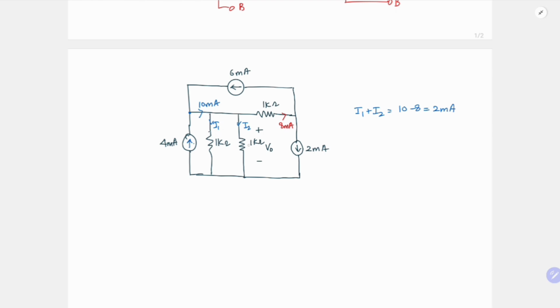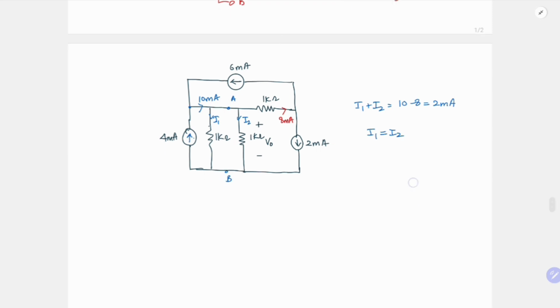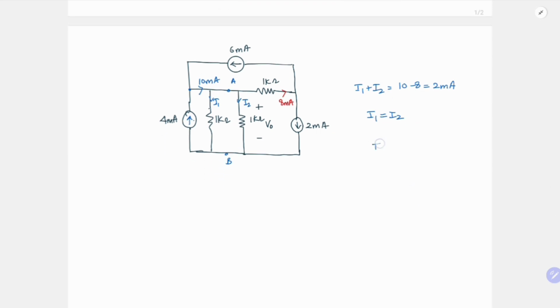And the resistances are equal, so I1 should be equal to I2, right? Because they are across the same nodes A and B and they have equal value. So the value of I is 1 milliamp each, so I1 equals I2 equals 1 milliamp. Now VO is nothing but I2 into 1 kilo ohm, or vice versa, I1 into 1 kilo ohm. So this is 1 milliamp into 1 kilo ohm, which is 1 volt. So we easily arrived at the answer.